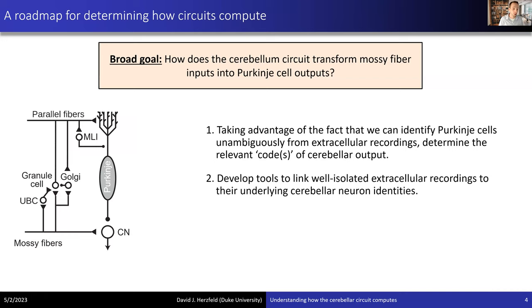And so I'm going to take a moment to just go through this plot here. What we're plotting for you is the response of a neuron in the cerebellar nucleus, the CN neuron.